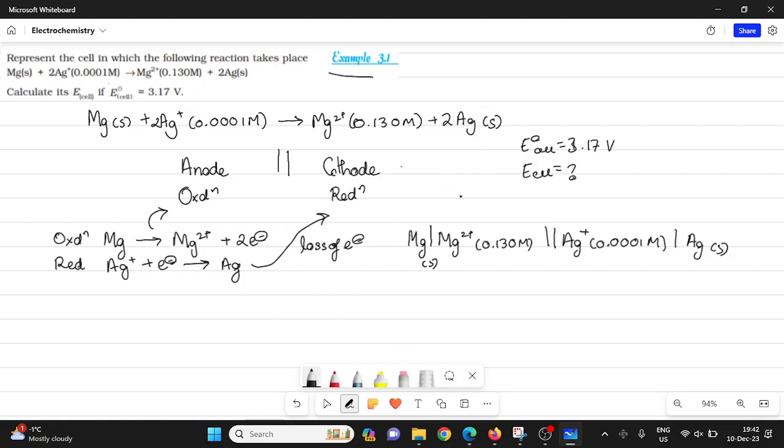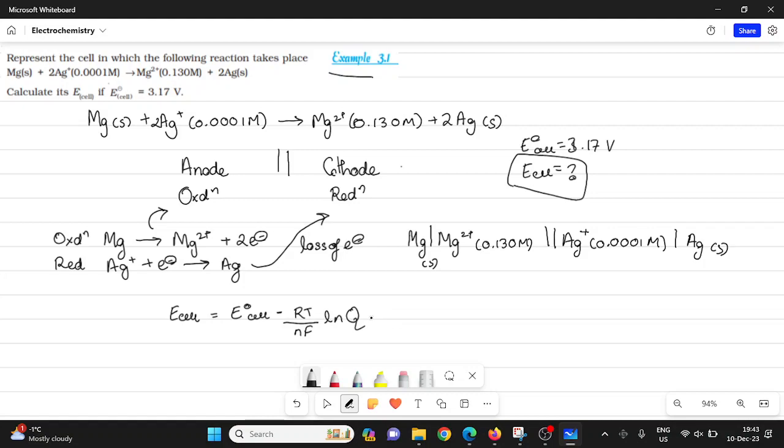The second thing we need to do is the calculation of the E cell. For this we will be using the Nernst equation. According to the Nernst equation, E cell equals E naught cell minus RT by nF ln Q, where Q is the reaction quotient.